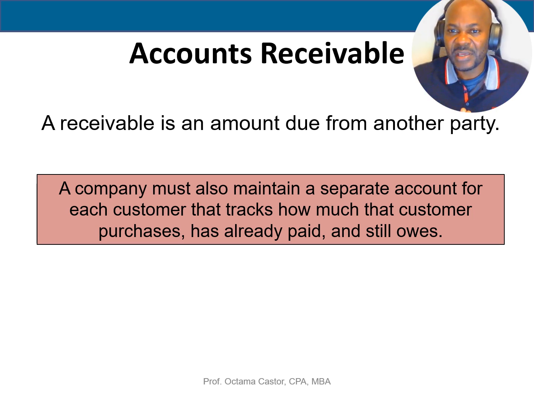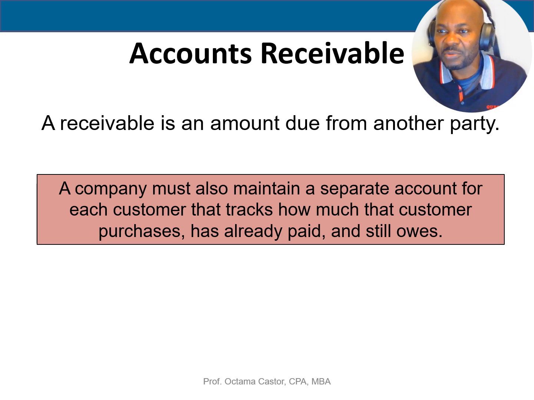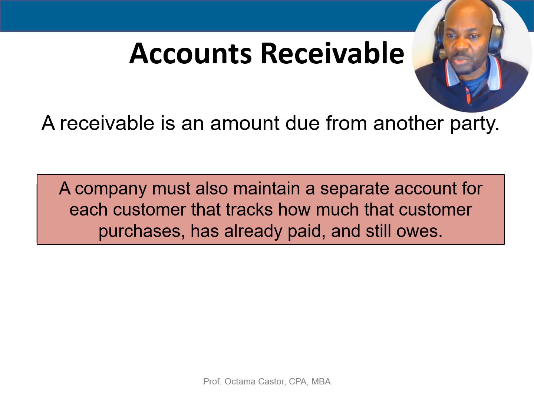It is an amount that is due from another party as a result of a sale you made on credit or a service you provided on credit. You did some work for somebody, you didn't collect the cash at the moment, you send them a bill, you say, okay, I did this work for you, pay me later. You sold a product to a company or to another person, you say, I'll send you a bill, pay me later. That is an account receivable.